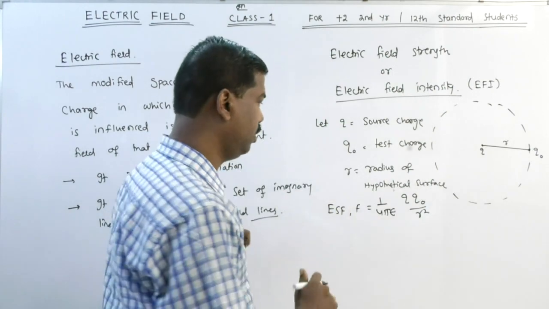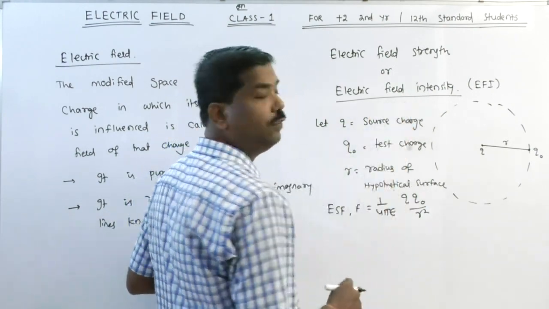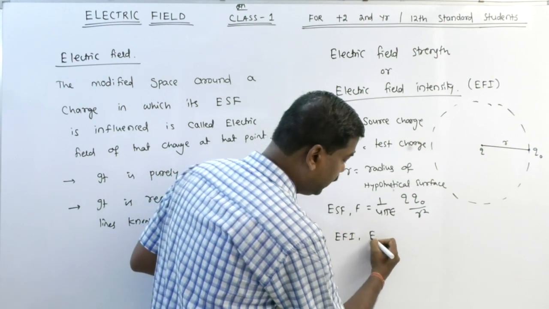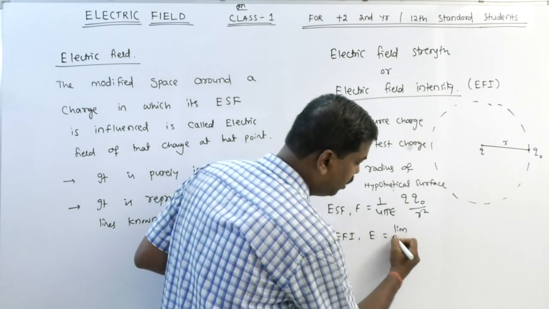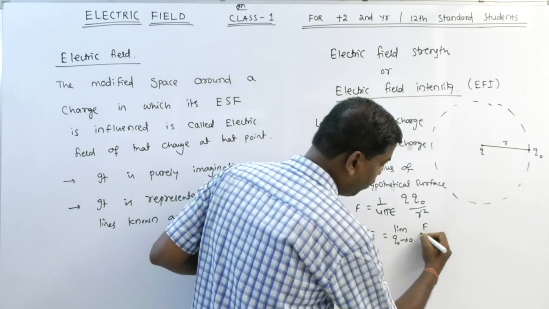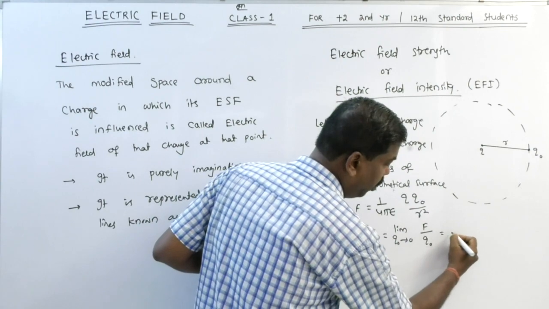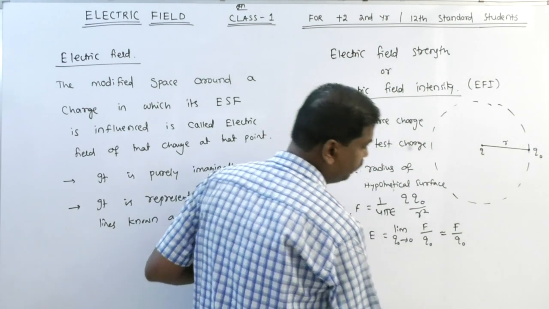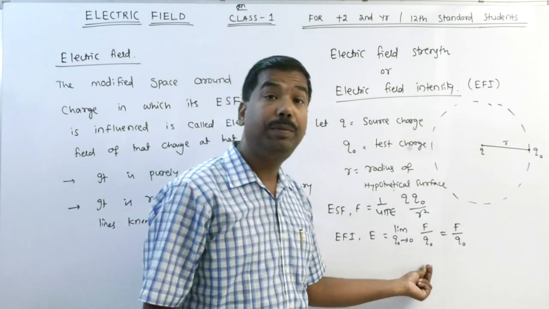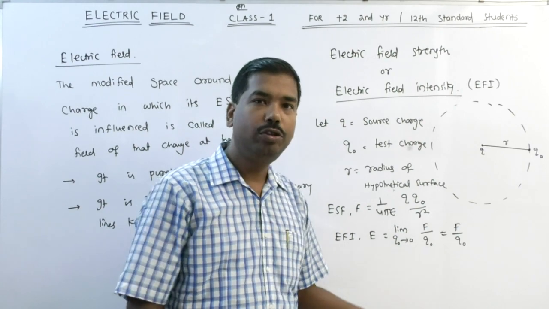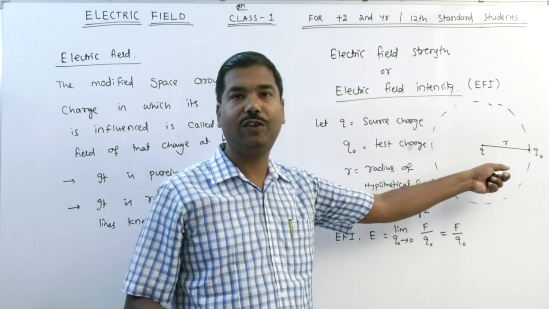Clear? Now, but what is electric field intensity? Electric field intensity E is the limit as Q0 tends to 0 of F by Q0. It means if Q0 is very small, it is just to test whether the force is effective or not.